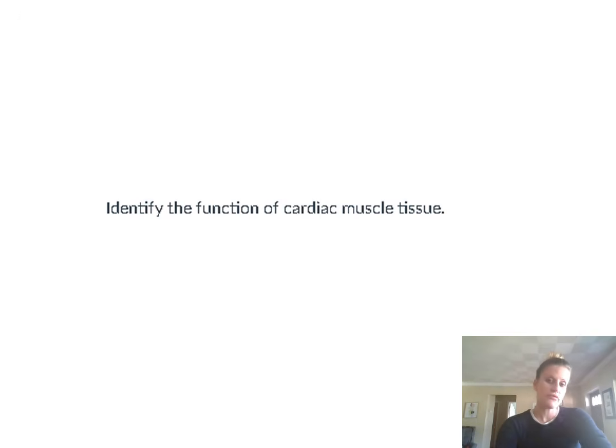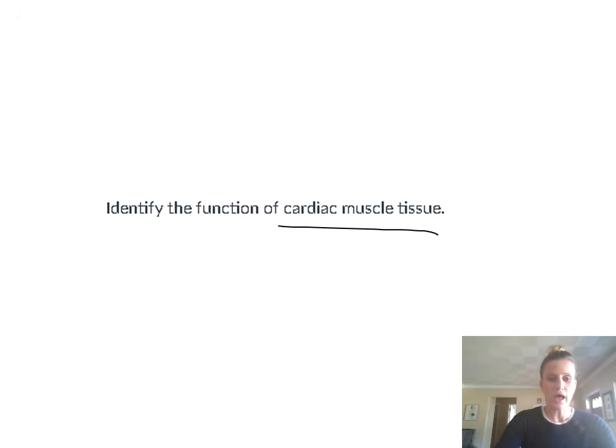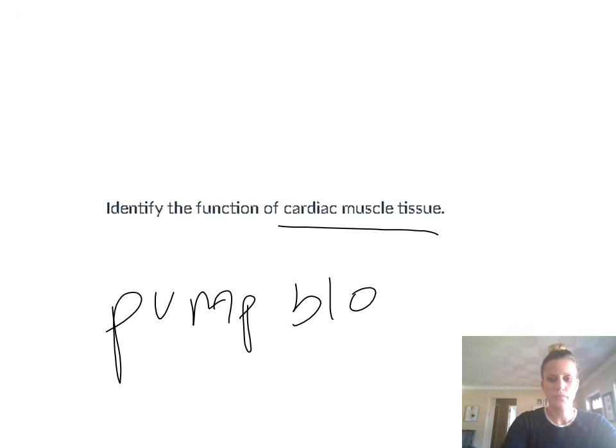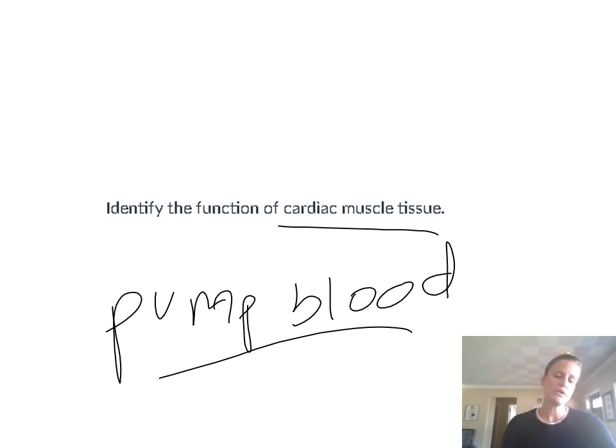Identify the function of cardiac muscle tissue. Well, cardiac muscle tissue is in the heart, right? Cardio means heart. So the function of it is it contracts, right? Muscle tissue contracts. And when it contracts, it pumps blood. So the function of cardiac muscle tissue is to pump blood.